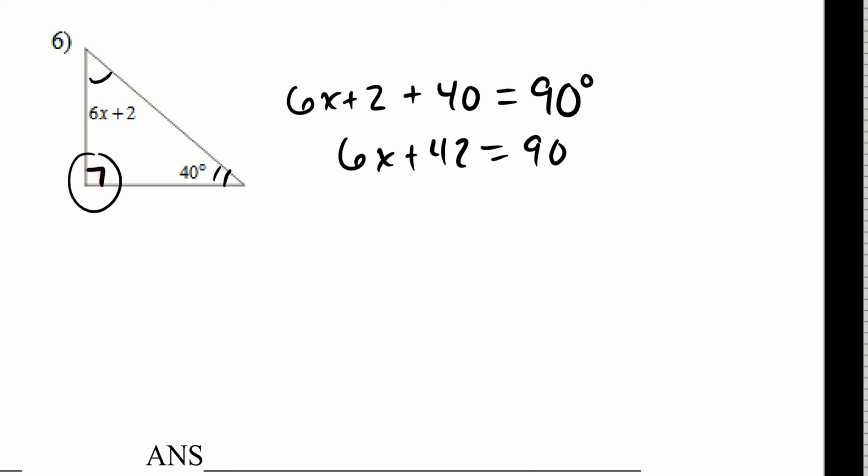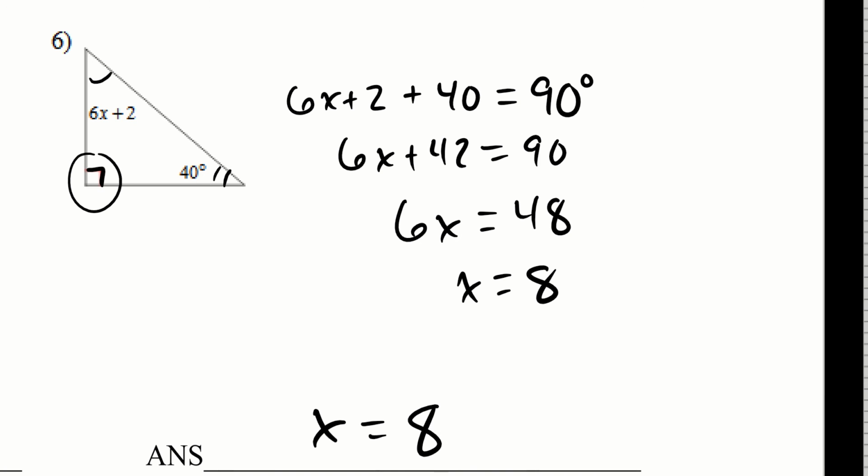Therefore, 6x plus 42 is 90. Let's see, if I take away 40, that's 50. And then 50 minus 2 more would be 48. So 6 times x equals 48. And if I divide by 6, I get that x is the number 8. So x is 8. Great.